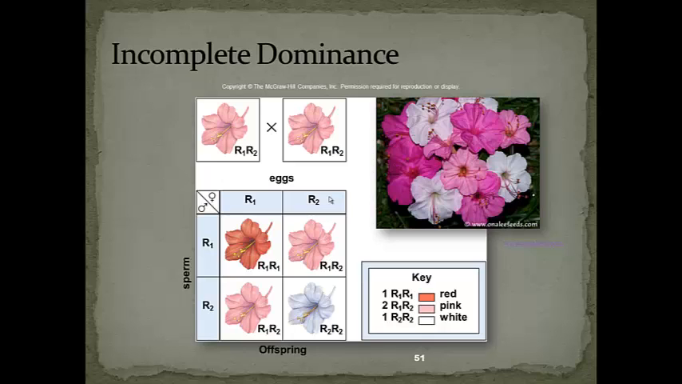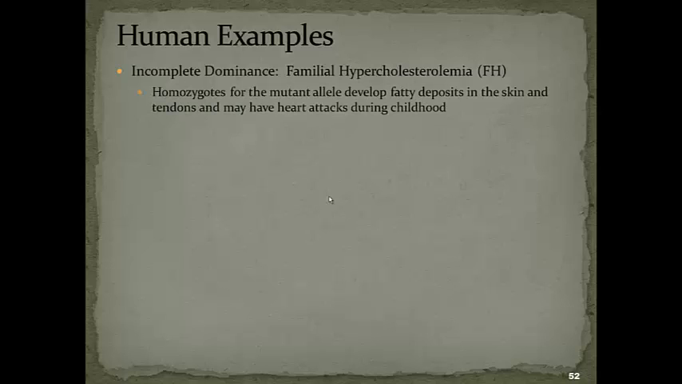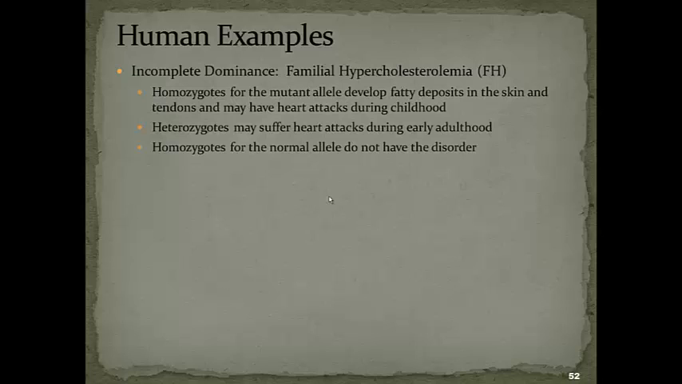Now, someplace where you can see this is with familial hypercholesterolemia. This is genetic high cholesterol, nasty high cholesterol. Someone who is homozygous recessive develops fatty deposits in the skin, and they have heart attacks during childhood, like little kids having heart attacks. The heterozygote does a little better. The dominant allele masks it a little bit. They suffer heart attacks in their late teens and through their 20s. Someone who is homozygous dominant, however, has the normal allele, and they do not have the disorder.